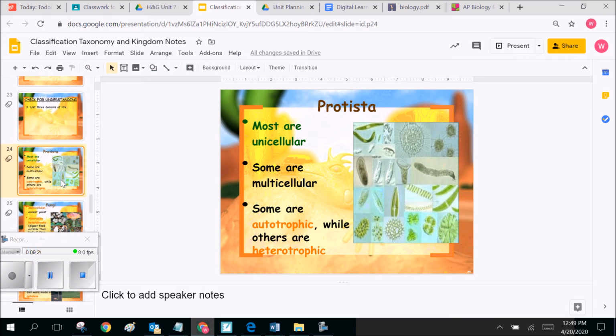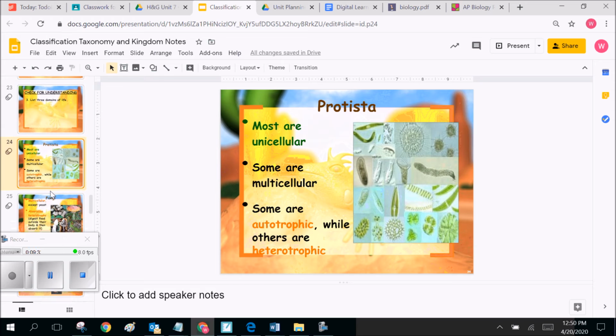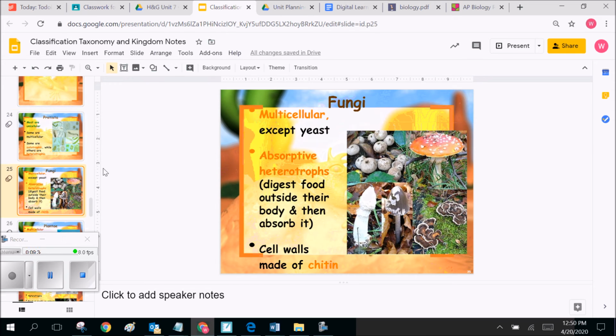The one thing they share in common is that most are unicellular, though some can be multicellular or colonial, meaning they live together. Okay, fungi are going to be multicellular, like all the other kingdoms we're going to talk about in eukarya. Protista are the only ones that can be unicellular eukaryotes. Fungi are multicellular, I guess except for yeast, sorry, take that back. There's a lot of exceptions here.